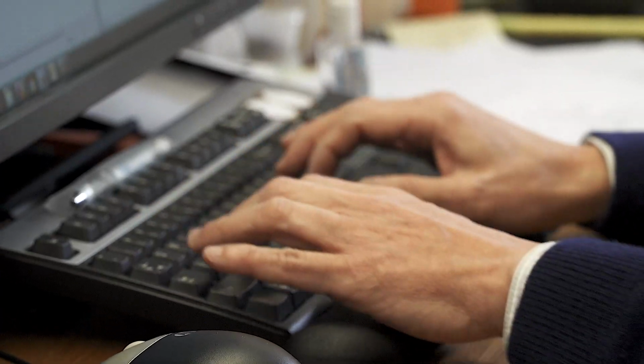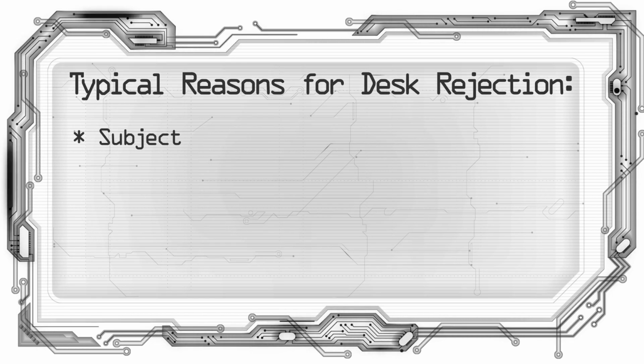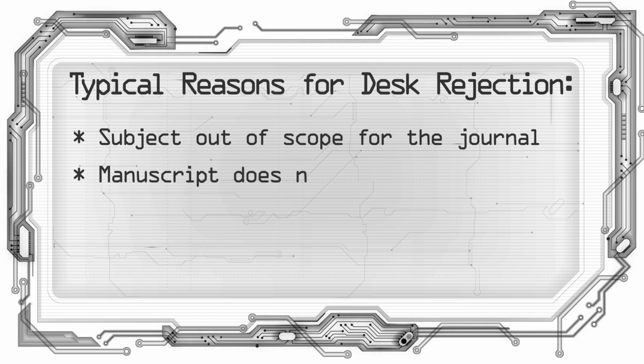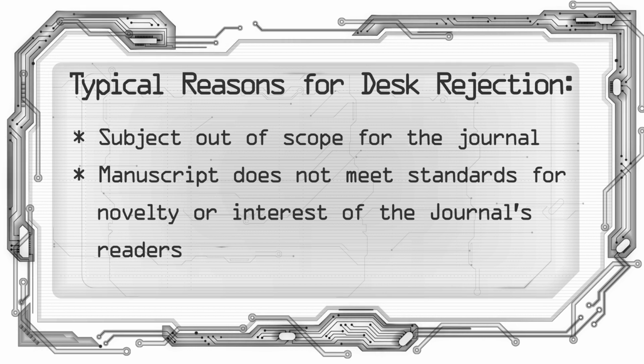What happens when an article is out of scope for the journal or fails to meet the requirements for the journal? We call this desk rejection. Each journal handles this differently. Your editor-in-chief will advise you. In this case, it won't be necessary to get reviews, but the desk rejection should be explained in a letter to the author. Typical reasons for a desk rejection include that the subject matter of the manuscript is out of scope for the journal, or the manuscript clearly does not meet sufficient standards for novelty or intrinsic interest to the journal's readership.